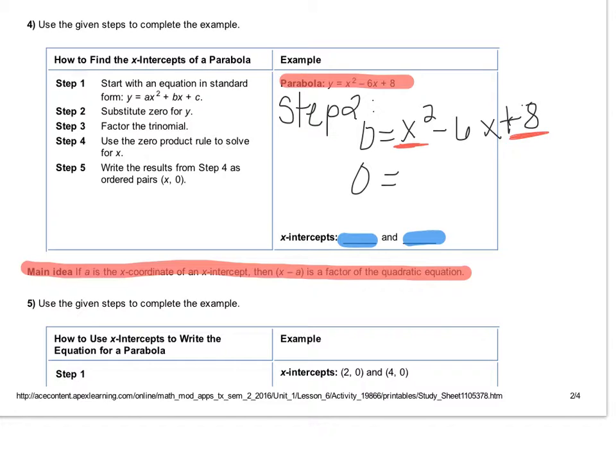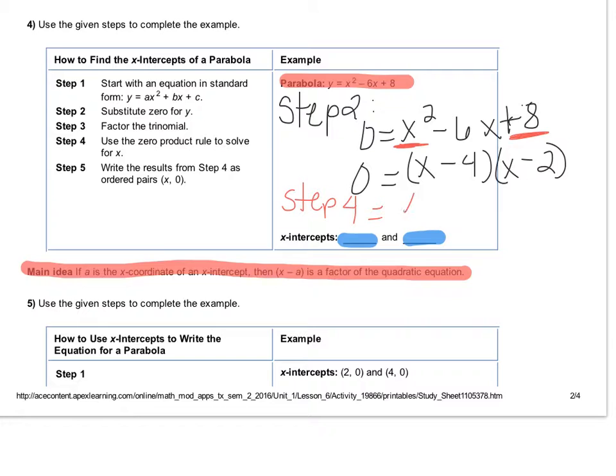And in this case, I'm going to set it up. This is about to look familiar. You'll have an x here and an x there, because x times x is x squared. Then over here on the other side, we're going to put a minus 4 and a minus 2. Now, if you want to factor that out and you need some help, just let me know. But those are going to be the factors of your trinomial. Then step 4 says use the product rule to solve for x. So here we go, step 4.